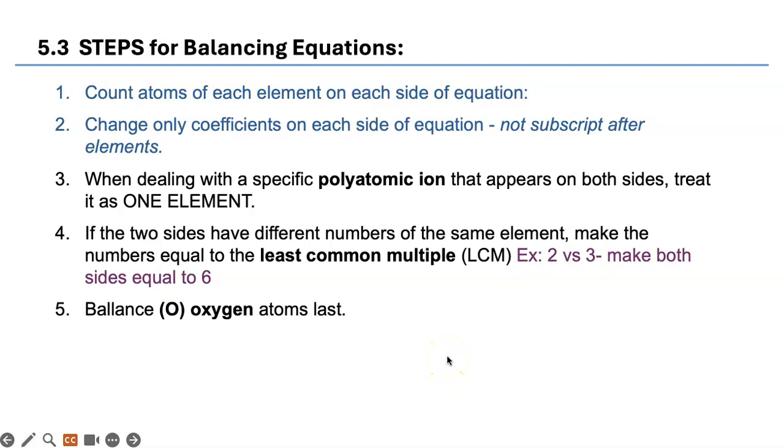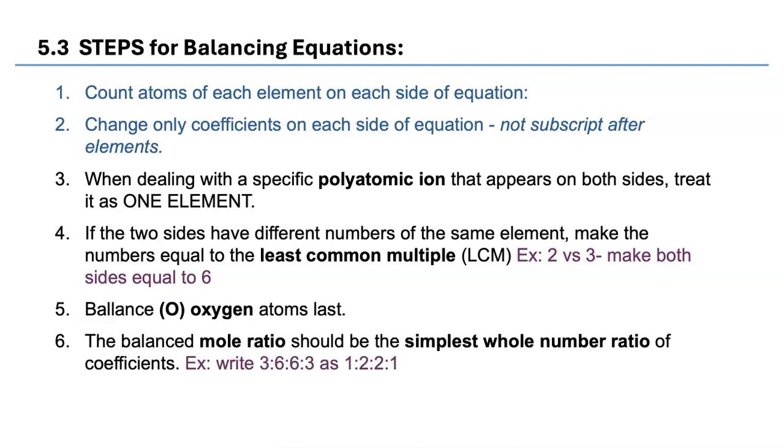And number 5, balance oxygen atoms last when you have reactants with multiple oxygens. The balanced mole ratio should be the simplest whole number ratio of coefficients. For example, after you balance everything, you should not have a ratio like 3:6:6:6:3. So 2 of these are reactants and the other 2 are products, because you can divide this further by 3, and then you get 1:2:2:2:1.